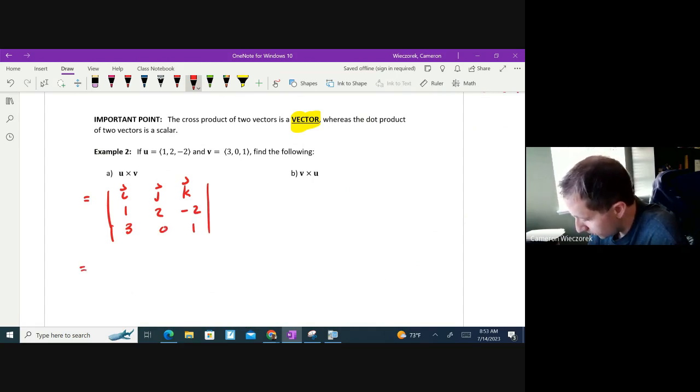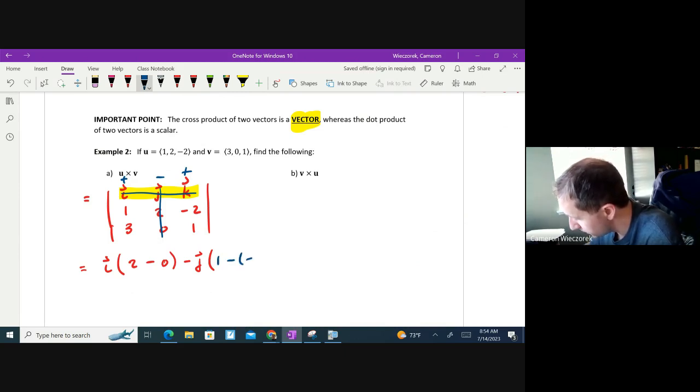And so I end up with i times, crossing off first row, first column, we're left with the determinant of 2, negative 2, 0, 1. So I end up with 2 times 1, which is 2, minus 0 times negative 2, which is 0, minus j, flip the sign. If it helps you, put the little rule positive, negative, positive up here. Times, okay, crossing off first row, second column, I'm left with 1, negative 2, 3, 1. So we're going to have 1 times 1, which is 1, minus 3 times negative 2, which would be negative 6.